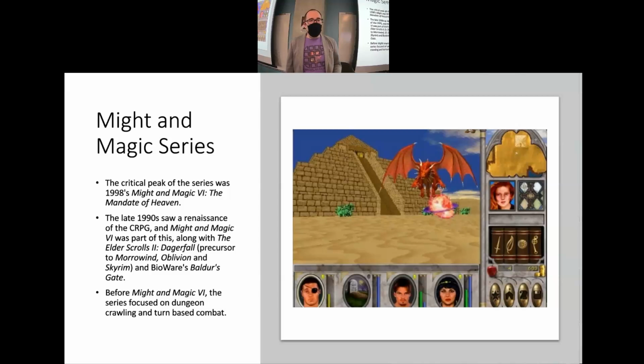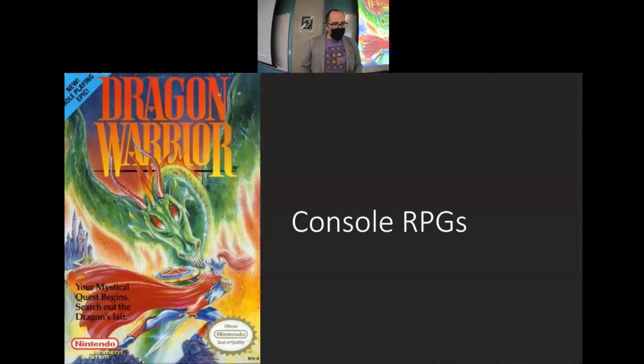So you had a lot of really good RPGs coming out at this time, and Might and Magic 6 is one of them. You also had the Elder Scrolls 2 Daggerfall, which is a precursor to Morrowind, Oblivion, Skyrim, those games. And you had BioWare's Baldur's Gate, which would eventually lead to all of their stuff. Okay, so this was a really good time, and you can see some of the advances in graphics and so on. Okay, we have just barely enough time for me to talk a little bit about this because there's an important linkage I really have to make here.